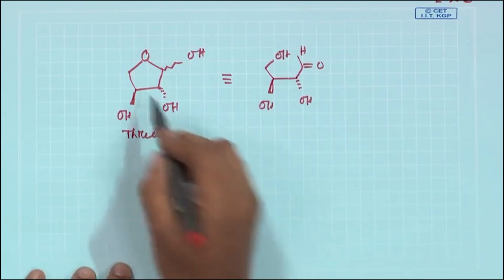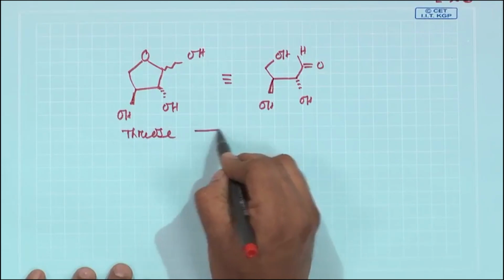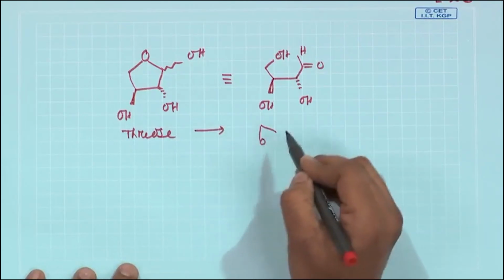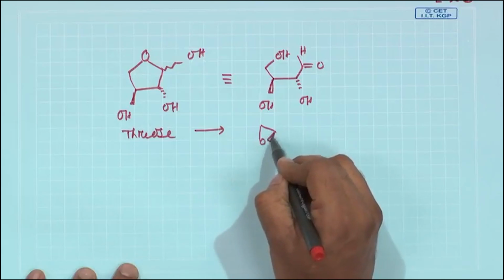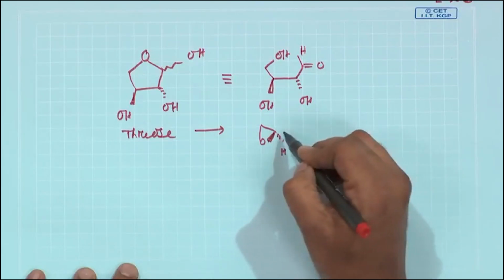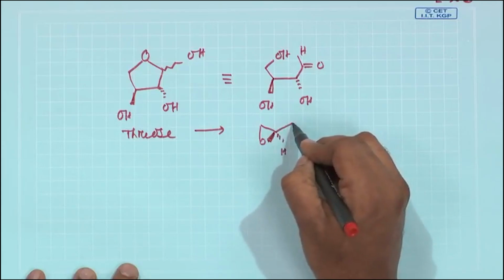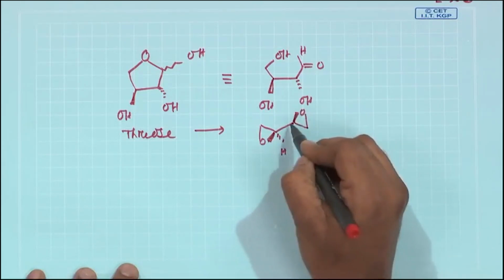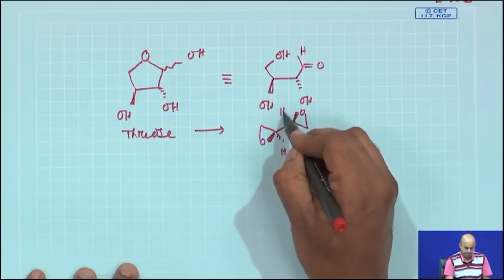Now, I say you start with threose, and I am asking you to synthesize this bis-epoxide whose structure is this one.